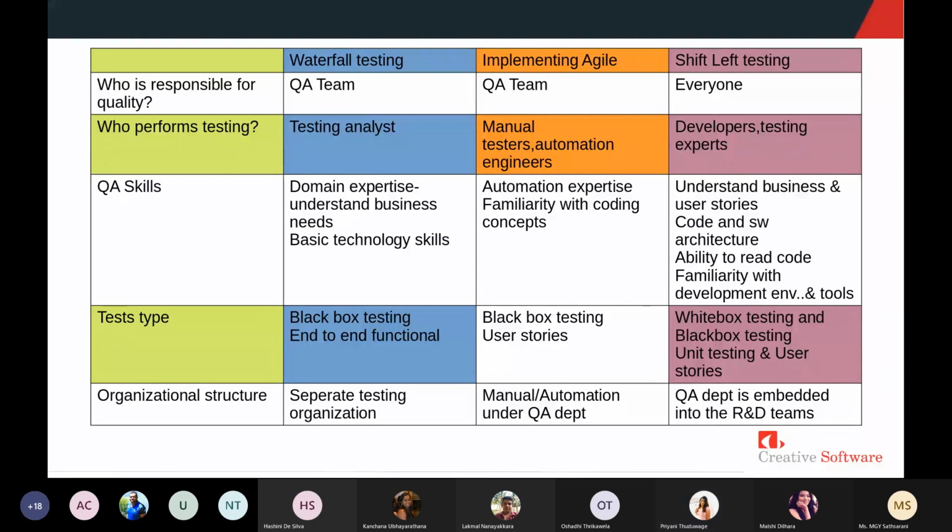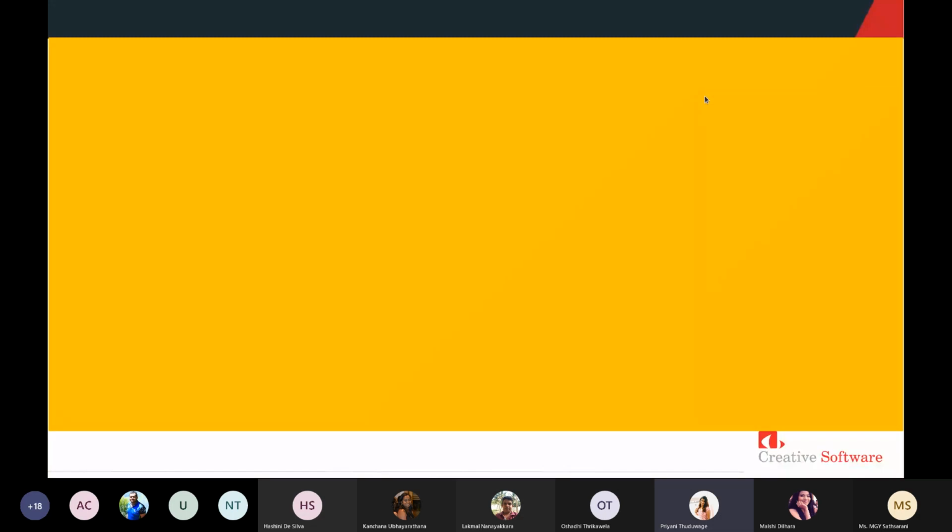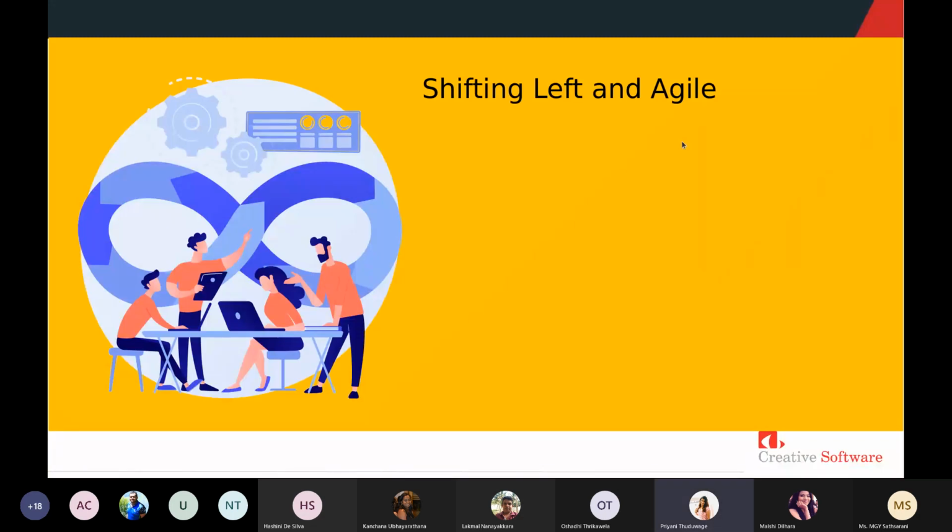together. We can see similarity between agile and shift left testing, because a lot of things are a little bit simple, but shift left is somewhat more advanced than agile. But both processes fit nicely with agile.